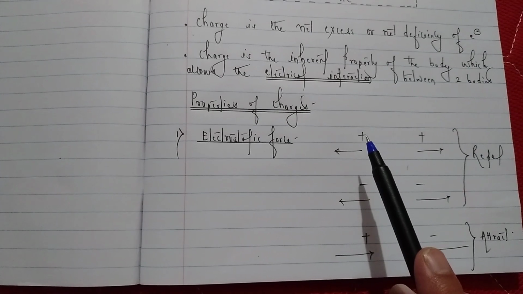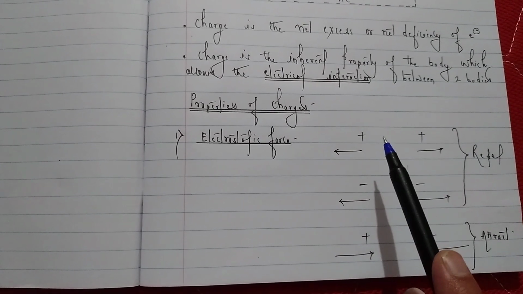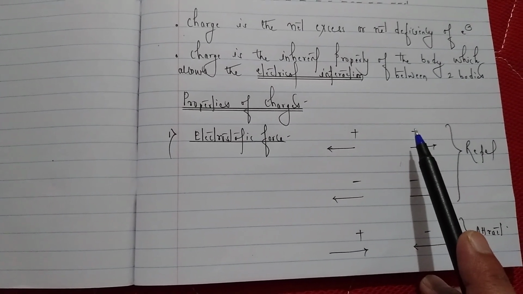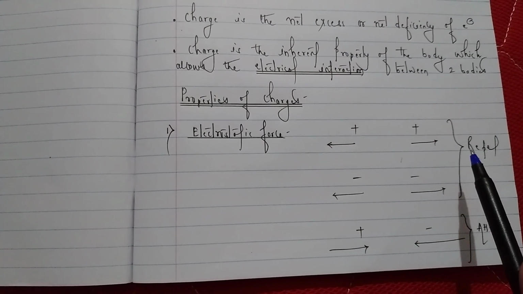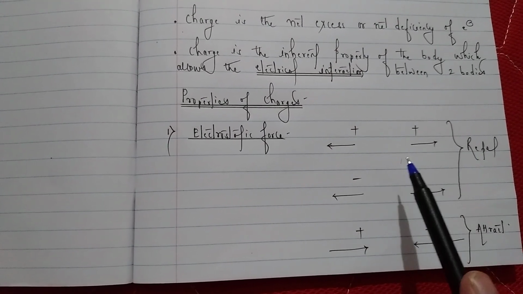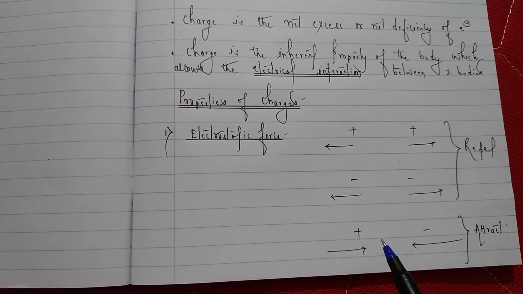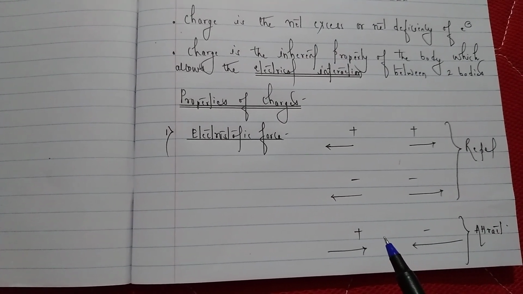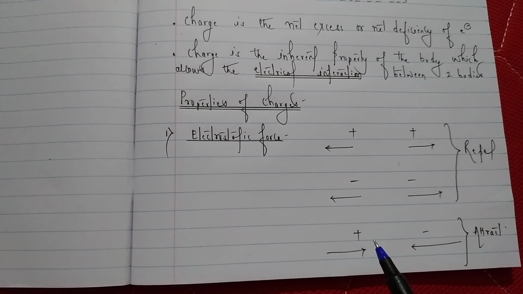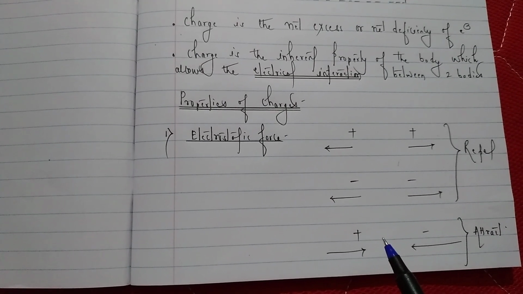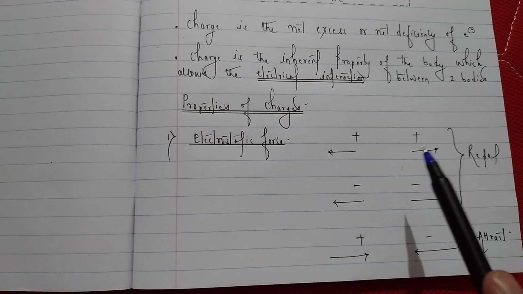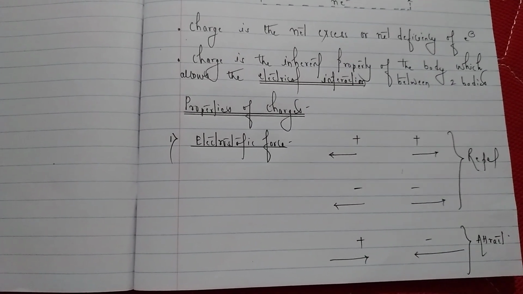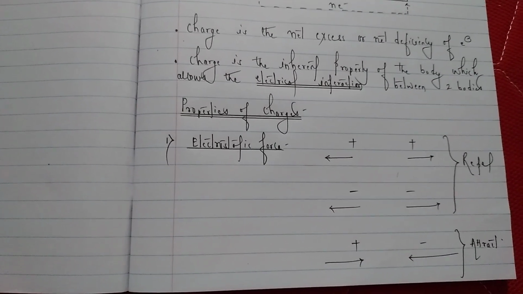Electrical interaction means if two bodies are charged and they have like charges, positive or negative, then there will be a repulsion between these two like charges. And when charges of opposite nature interact with each other, they will attract each other. So like charges repel each other and unlike charges attract each other.